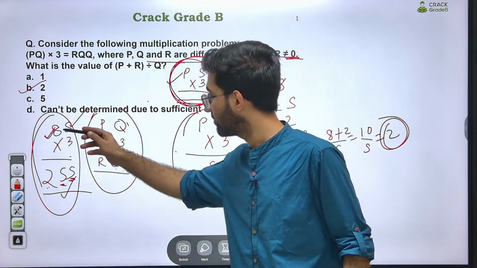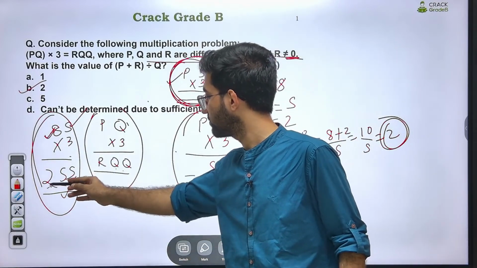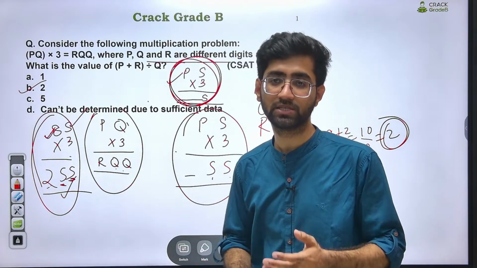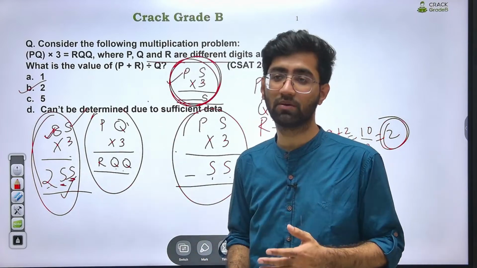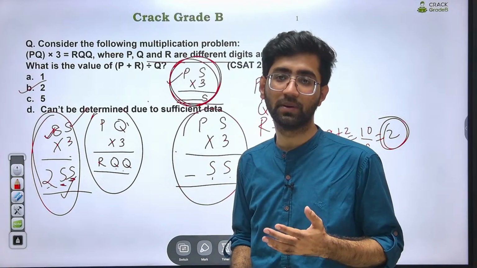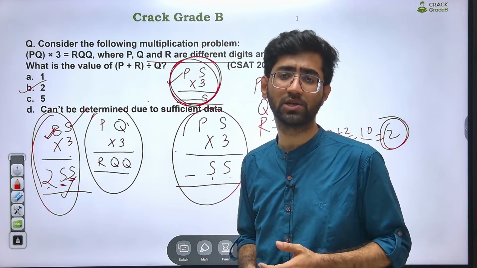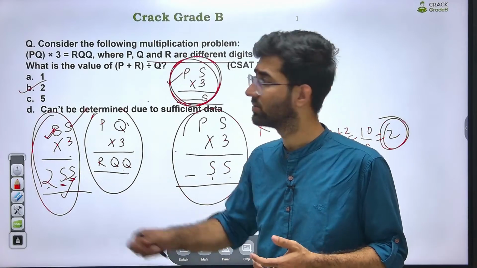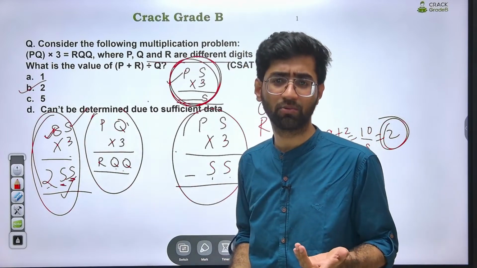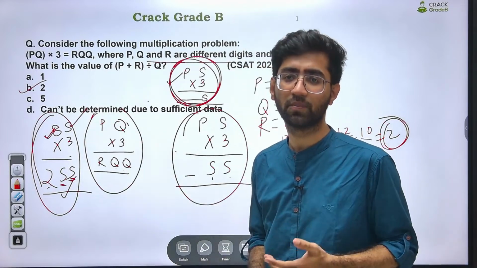So once we found the value of P, we were able to find the value of R. And in the question we have to answer what is the value of P plus R divided by Q. So once you find the values of P, Q and R, it will be a cakewalk for you to answer the question correctly and quickly, right? So the correct answer is option B.